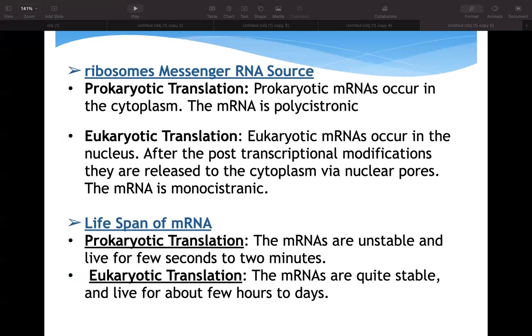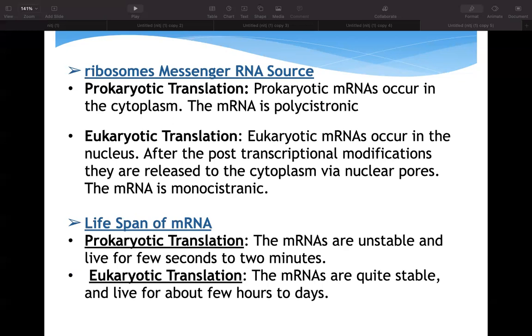In terms of the ribosome's messenger RNA source, prokaryotic translation contains mRNA in the cytoplasm and it is polycistronic. The prokaryotic mRNA occurs in the cytoplasm, whereas in eukaryotes the mRNA occurs in the nucleus. After post-transcriptional modification, it is released into the cytoplasm through nuclear pores. And in eukaryotic translation, the mRNA is monocistronic.